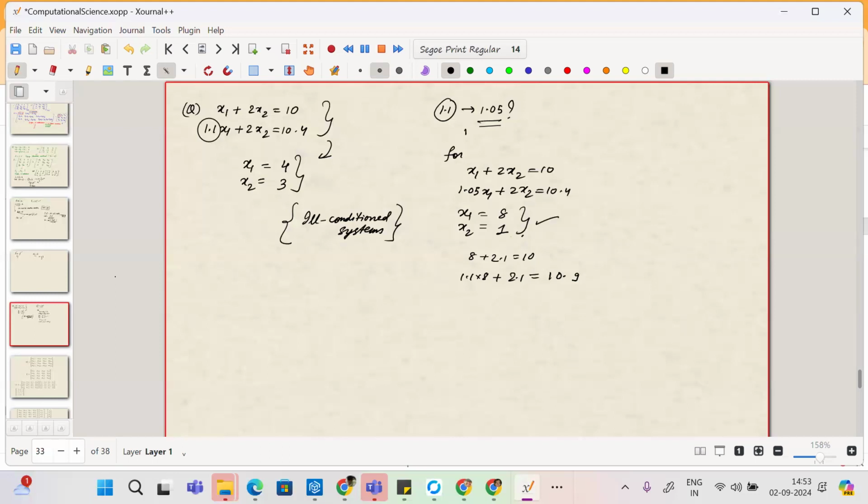So x1 equal to 8 and x2 equal to 1 is not the true solution to your original problem. It might mislead you into believing that your solutions are adequate, while that is not the case. I'm giving you an example of ill-conditioned matrices here. This is what I wanted to communicate.